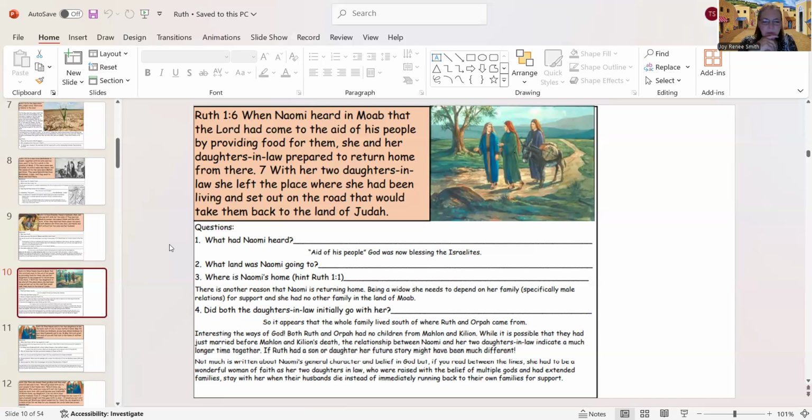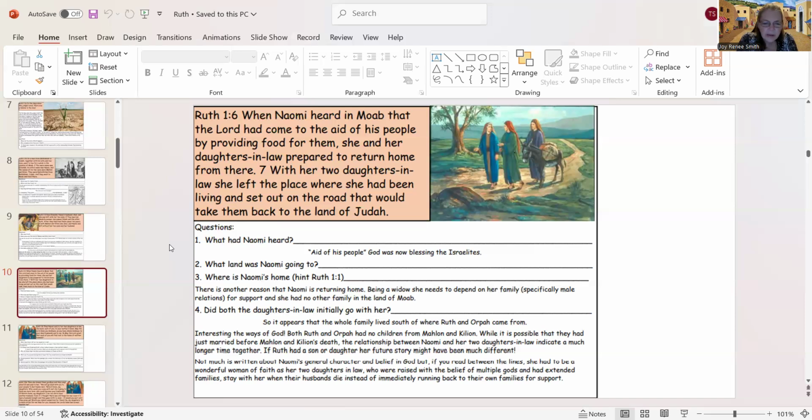Where is Naomi's home? Bethlehem. There's another reason that Naomi is returning home. Being a widow, she needs to depend on her family, specifically male relations, for support, and she had no other family in the land of Moab. Did both daughters-in-law initially go with her? Yes, indeed they did. So it appears that the whole family lived south of where Ruth and Orpah came from.